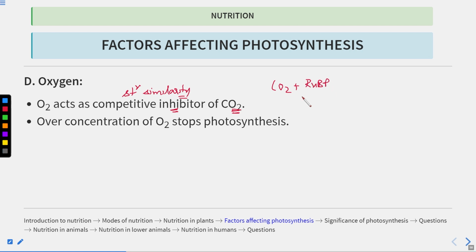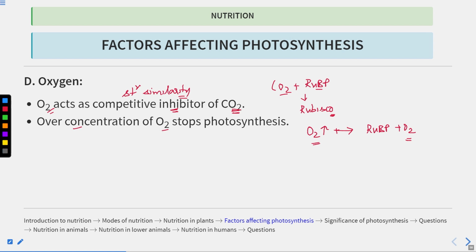RuBP in the presence of the enzyme Rubisco. So RuBP binds to carbon dioxide in the presence of Rubisco. But what happens if oxygen is present in high concentration? Then RuBP will bind to oxygen instead of carbon dioxide. That's why oxygen acts as a competitive inhibitor of carbon dioxide.